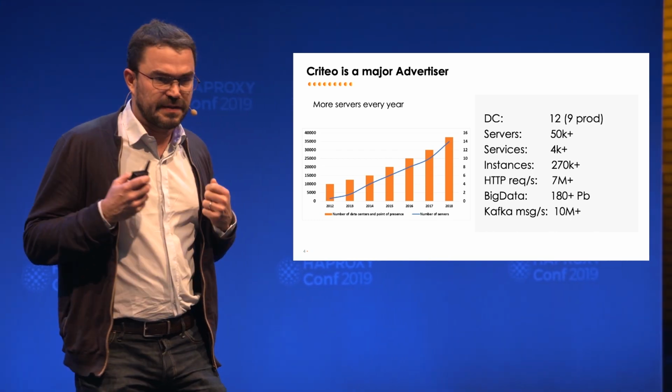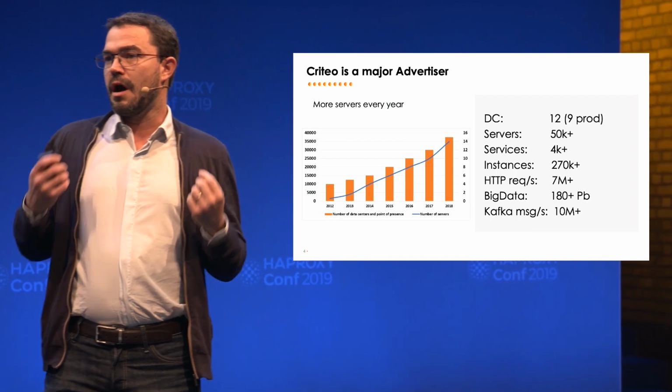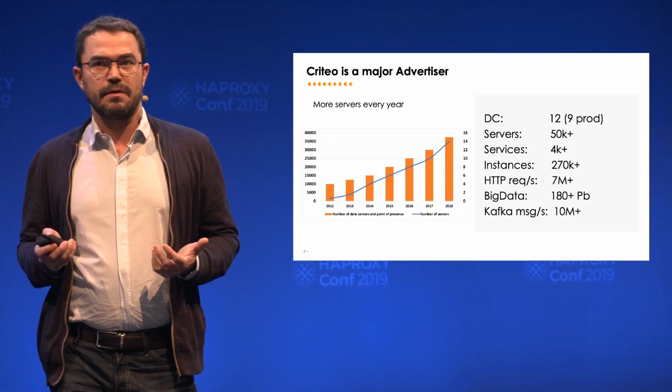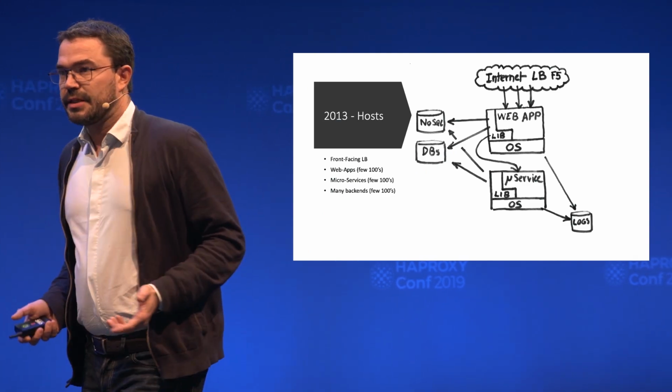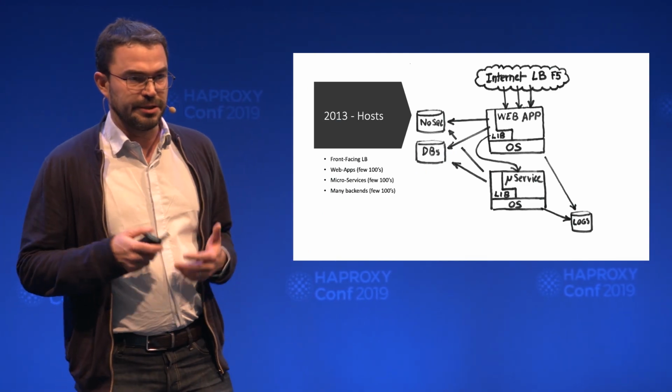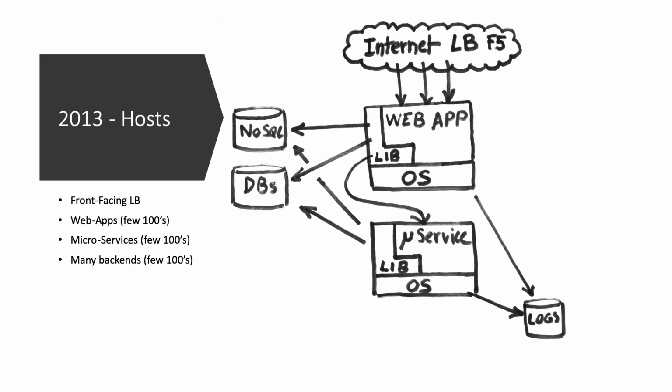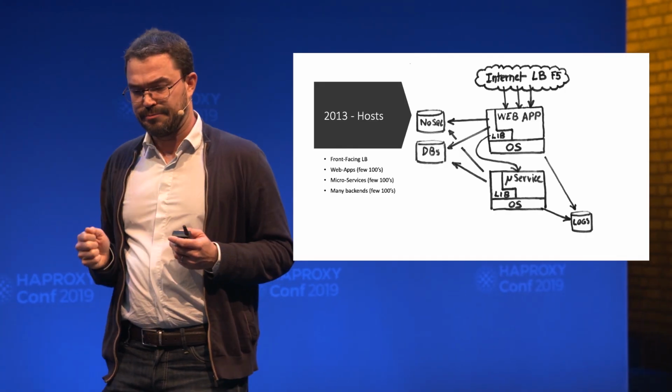I'd like to go a bit into the architecture we have been using for quite a long time at Criteo. So let's go back a few years ago, in 2013, where this is the kind of architecture we were using for all of our front-facing web applications. So we are talking here about lots of those applications, dozens, and with many, many instances for each of them.